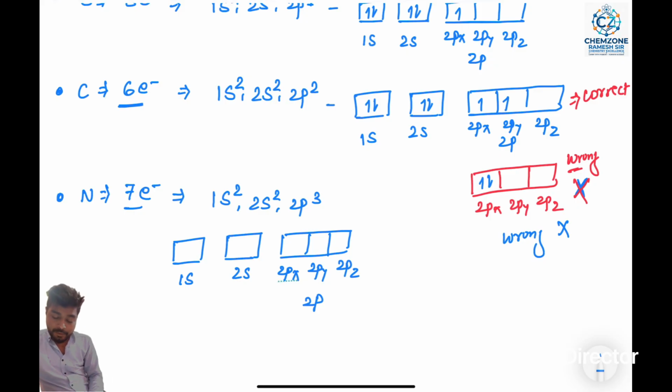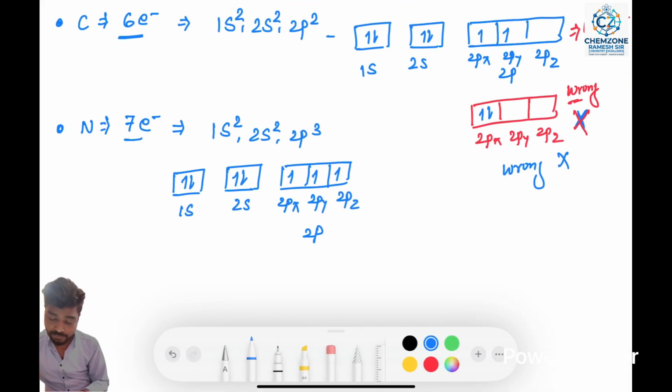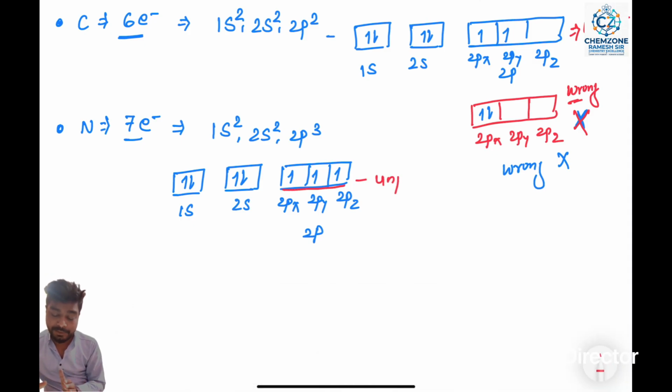Okay, so first we fill the 1s and 2s electrons. 1, 2, 3, 4, 5, 6 and 7. Okay, all the orbitals are occupied by electrons, and these electrons are in unpaired form. Okay, that is unpaired. All the orbital electrons are unpaired. Okay, that is unpaired form.